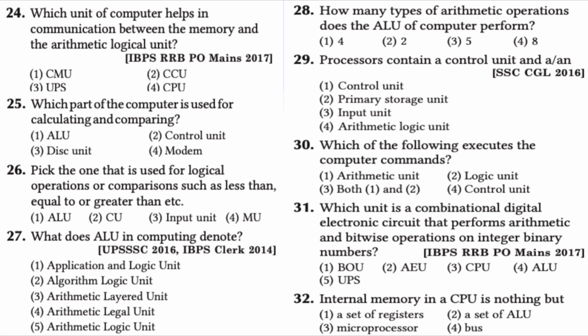Question 26. Pick the one that is used for logical operations or comparisons such as less than, equal to, or greater than, etc. Here the correct answer is 1. ALU. The ALU handles logical operations and comparisons, making decisions based on conditions like less than, equal to, or greater than.